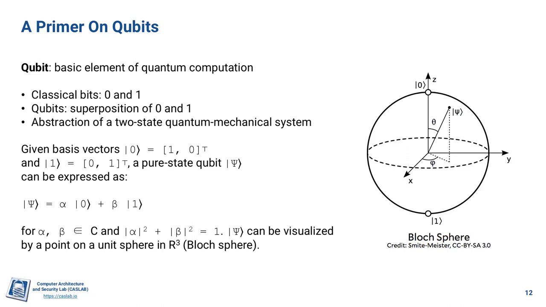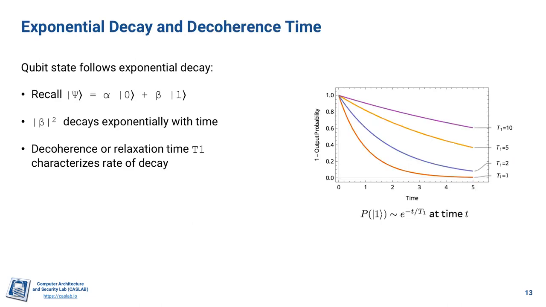Since we represent the qubit in this way, the beta parameter corresponds to, like I mentioned, the higher energy state, and that higher energy state decays with time. So in quantum computing, there's what's called decoherence or relaxation time, or T1 if you use IBM quantum. Basically there's a time that the qubits decohere. So after the decoherence time, the qubits will lose their state.